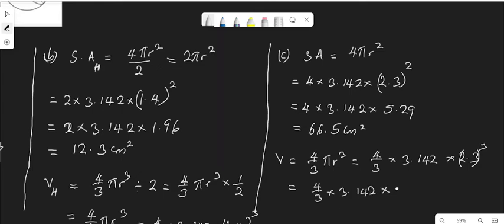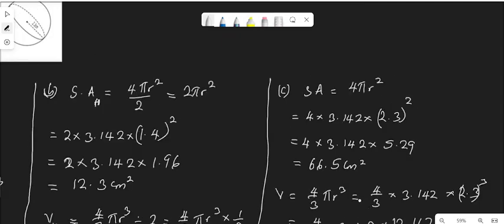I have 4 over 3 times 3.142 times 12.167. Again, putting all of that into the calculator, divided by 3, we have 50.97 approximately centimeter cube as the volume of that sphere.